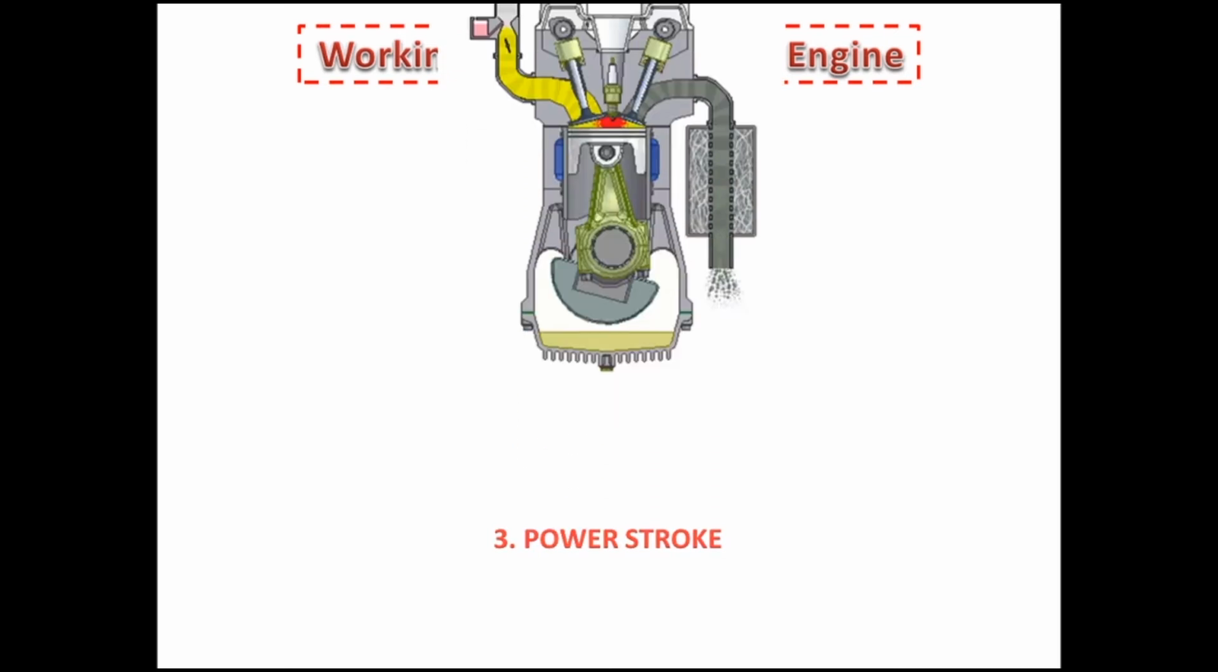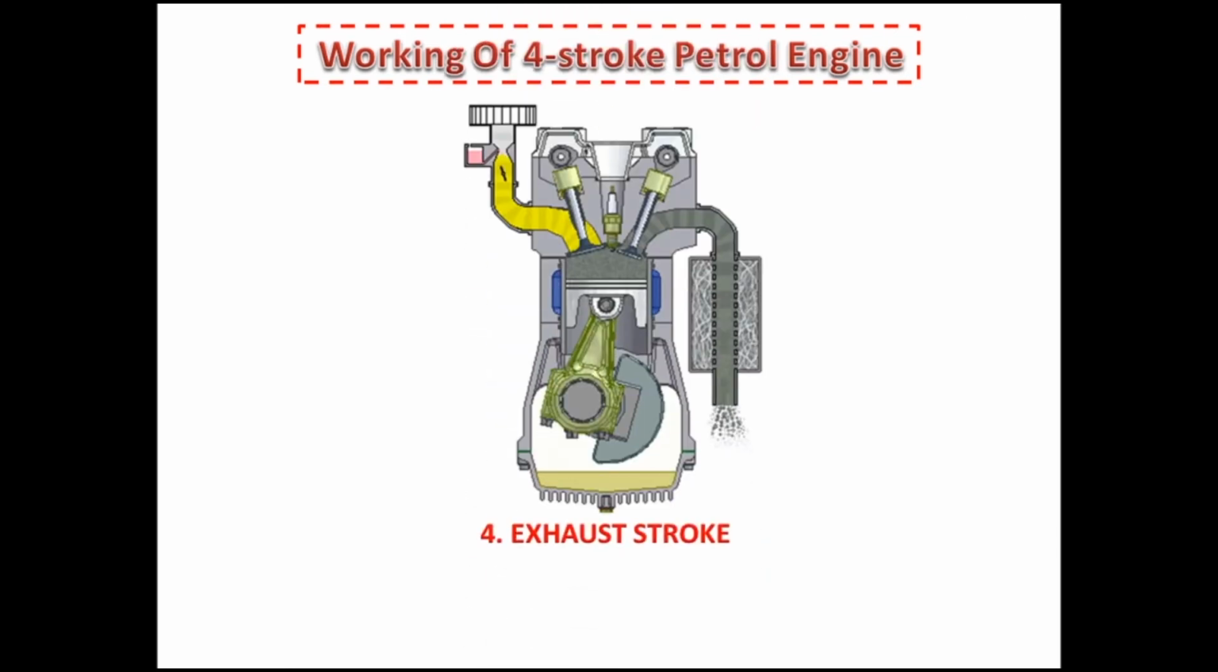Now the next one is the exhaust stroke. In this stroke, the exhaust valve will open and the intake valve will remain closed, and the piston will move from bottom to top, and it will remove the smoke from the cylinder, and that smoke will go through this. As you can see, this is the silencer. This is nothing but a catalytic converter, which will remove the harmful particles from the smoke and release the remaining gas into the atmosphere. So this is all about the working mechanism of the 4-stroke petrol engine.